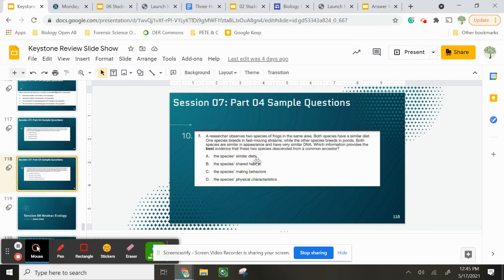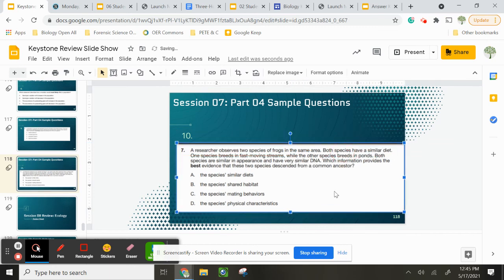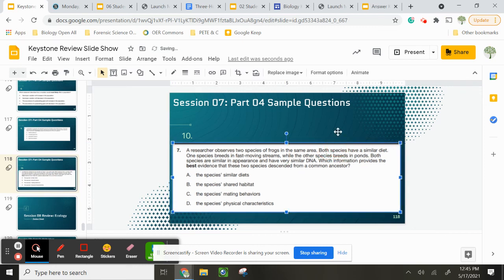Finally, number 10, a researcher observes two species of frogs in the same area. Both species have a similar diet. One species breeds in fast moving streams, while the other species breeds in ponds. Both species are similar in appearance and have very similar DNA. Which information provides the best evidence that these two species descended from a common ancestor? Their diet, their habitat, their mating behaviors, or their physical characteristics? Take a second. Answer this in the Edpuzzle.